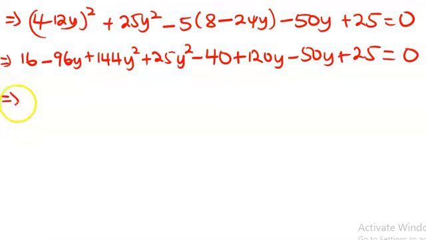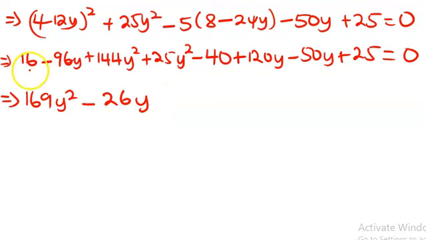So you continue to group the like terms. So this plus that, we are getting 169y squared, then minus 96y plus 120y minus 50y, we are getting minus 26y. Then we have 16 minus 40 plus 25, we are getting plus 1 is equal to 0. So this is a quadratic equation. Let's find the discriminant. The nature of the root will determine whether the line touches the circle or not.